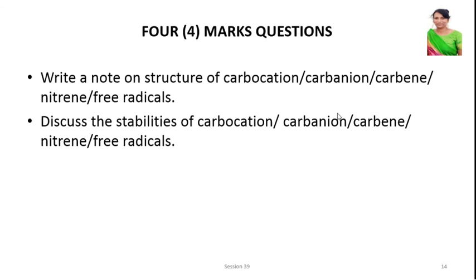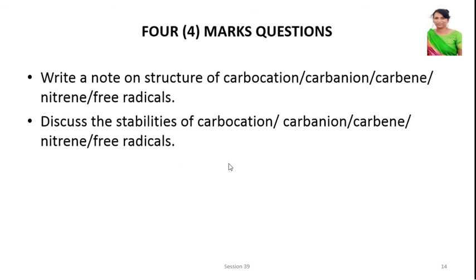When it comes to carbanion, the order reverses because it is negatively charged, and hence if you pump in more electrons, it will become unstable, and hence primary carbanion is more stable compared to secondary, and secondary more stable compared to tertiary. Okay, you are supposed to tell this.